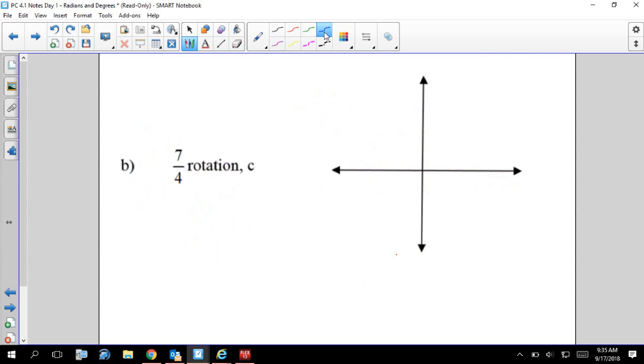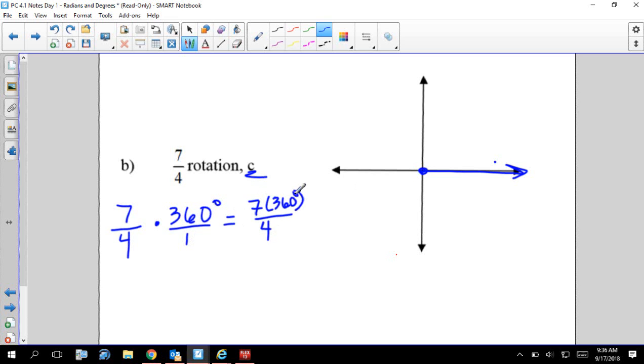7/4 rotation. So we start with our initial side. It's going C. What does C stand for? Clockwise. So 7/4 rotation says the entire 360 degrees, divide it into 4 and do 7 of them. It says divide it by 4 and do 7 of them.